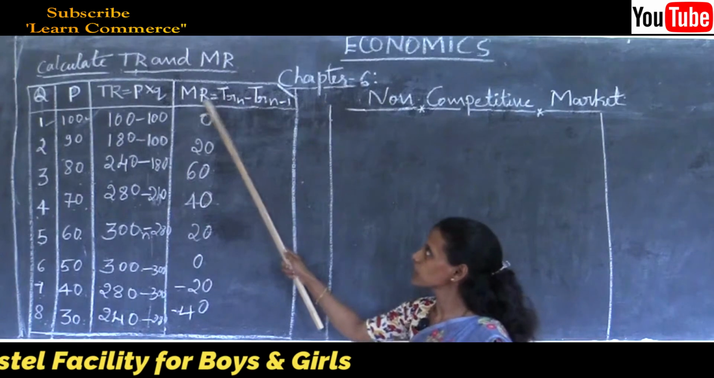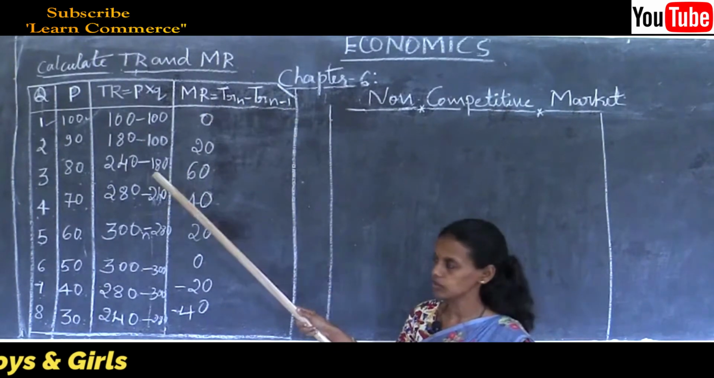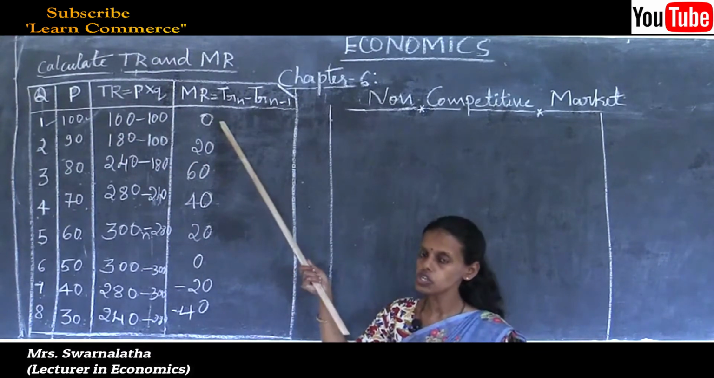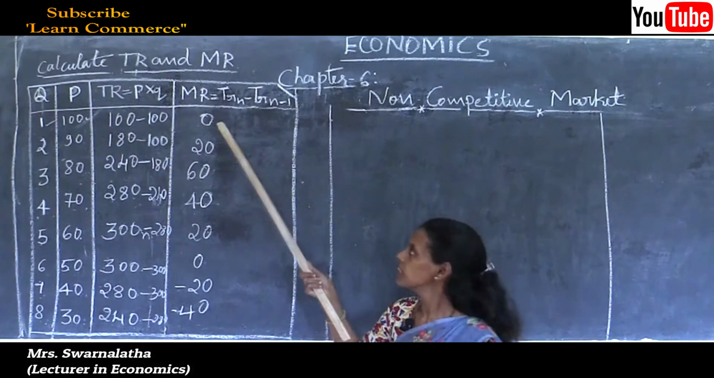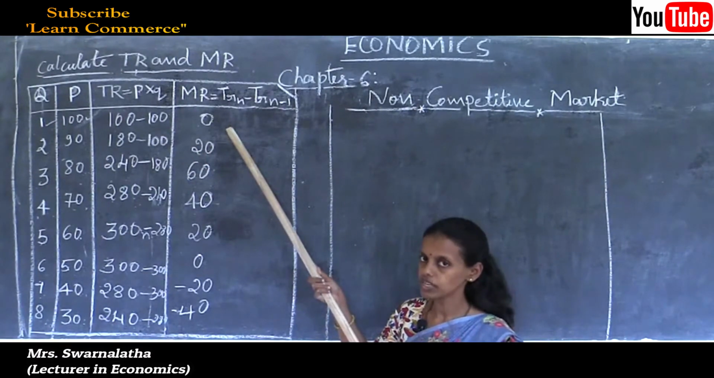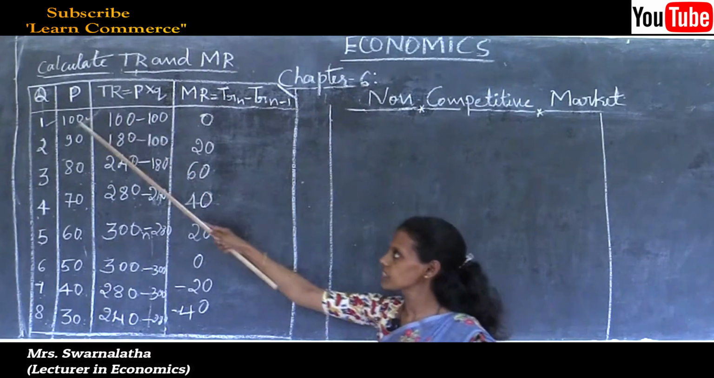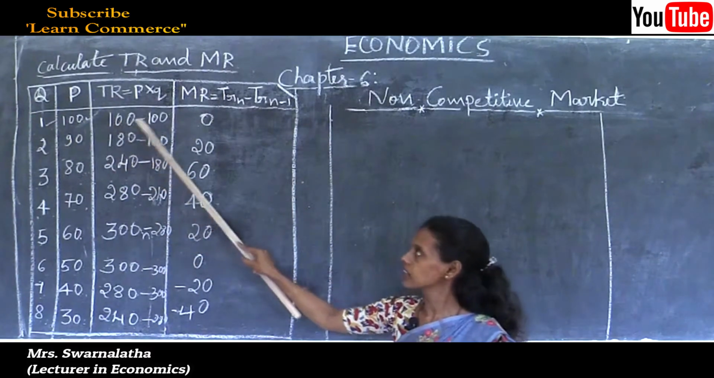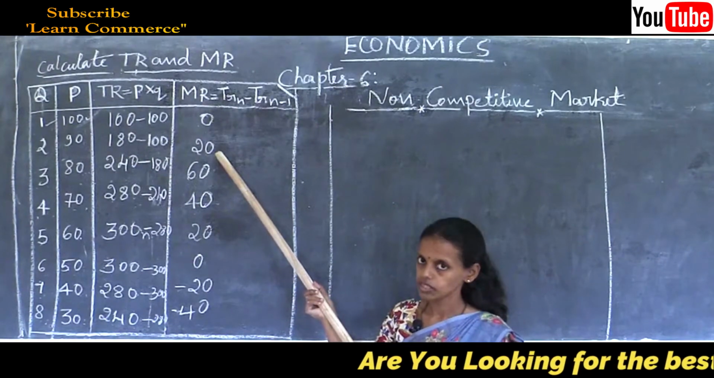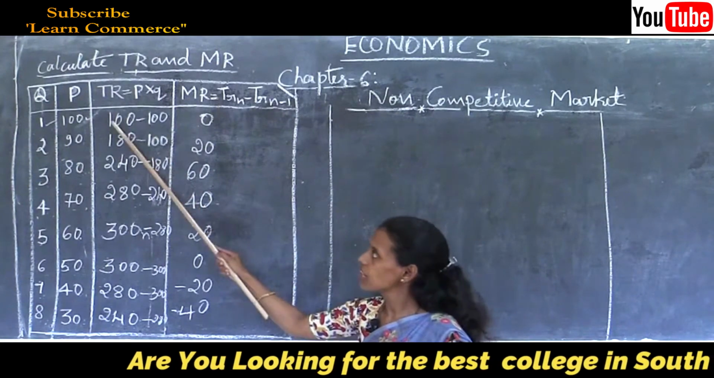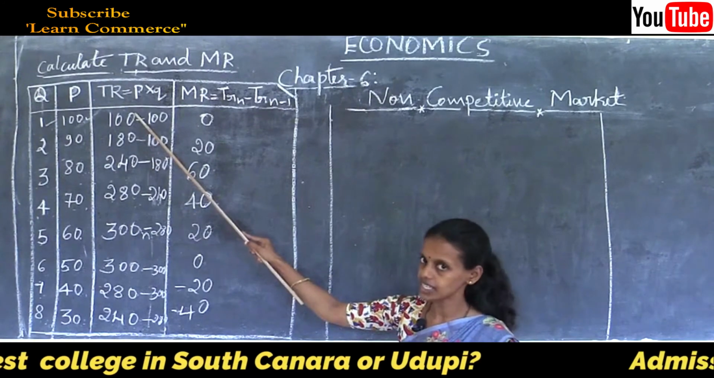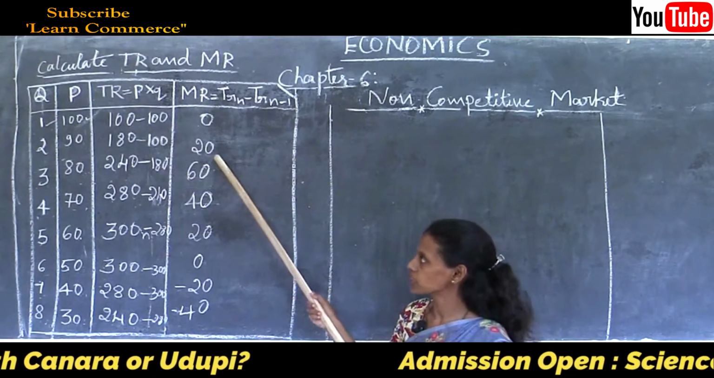So how to calculate marginal revenue? TRn minus TRn-1, that is 100 minus 100. The previous unit we don't know, so we assume it may be 100. Thus 100 minus 100 is 0. There is no marginal revenue earned by the firm because there is no change in output. We can see 1 unit produced at the price of 100, 100 minus 100 is 0. Next, 180 minus 100 is 80. The current unit is 180, the previous unit is 100. Marginal revenue earned by the firm is 80.